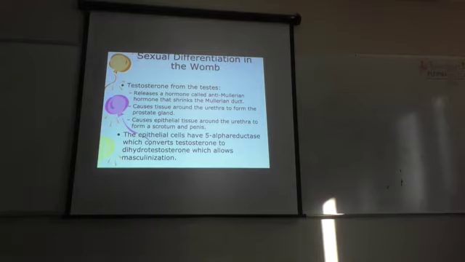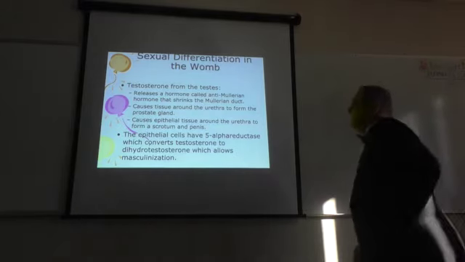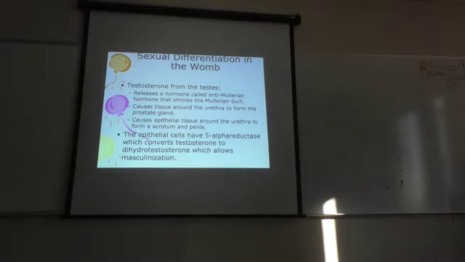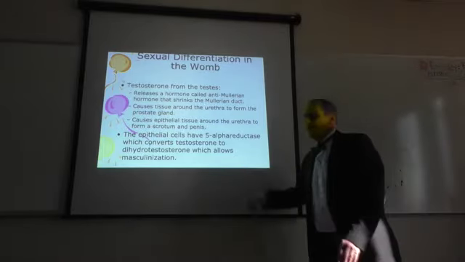Testosterone from the testes releases a hormone called anti-Mullerian hormone that shrinks the Mullerian duct, and of course that's what needs to happen. It causes tissue around the urethra to form the prostate gland. It causes epithelial tissue around the urethra to form a scrotum and a penis. The epithelial cells have 5-alpha reductase, which converts testosterone to dihydrotestosterone, which allows masculinization.